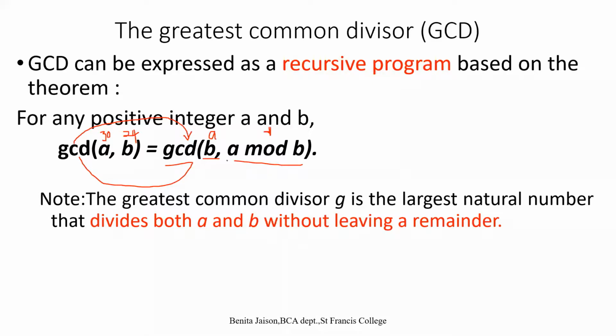Okay. So here, in each step, ultimately in the table, it will be like recursively finding the GCD of A comma B. The A and B values will be replaced by the B and R values. What is the R value? That is A mod B. So the greatest common divisor of A and B is the largest natural number that divides both A and B without leaving any remainder. That is the definition of the GCD.